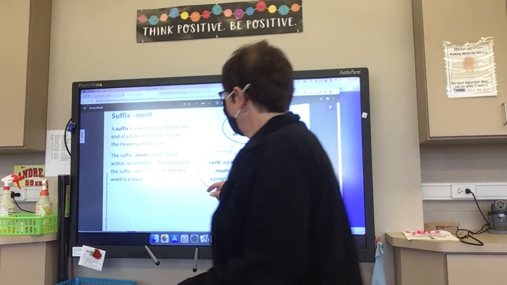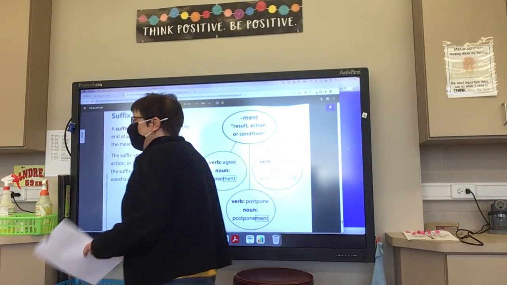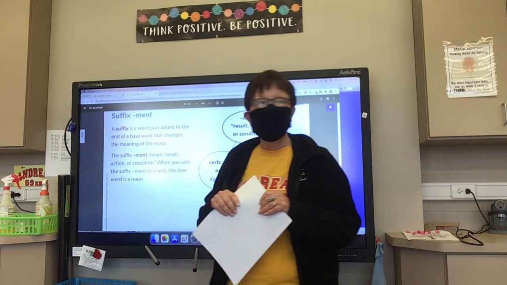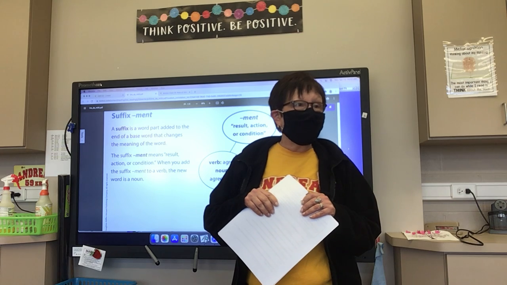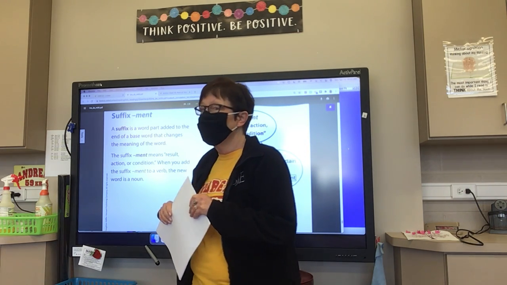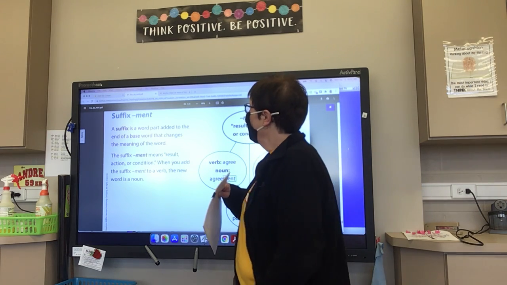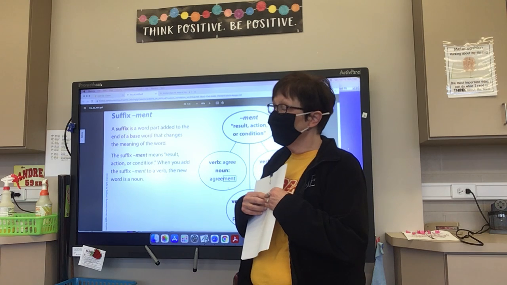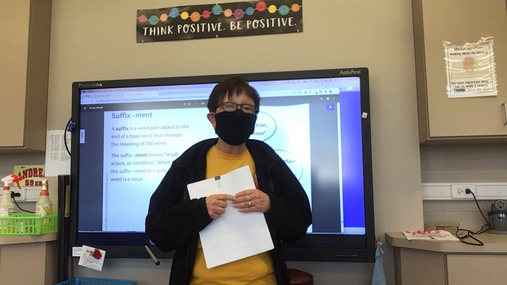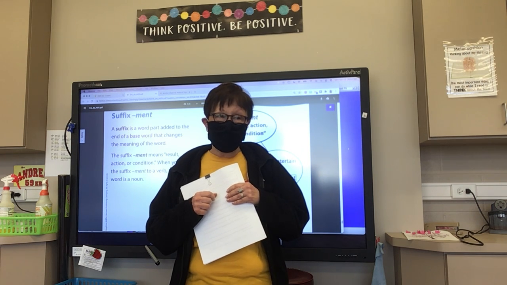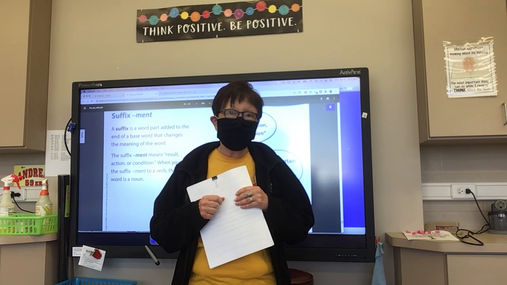Okay, boys and girls, we talked last week. I need everybody looking this way. We talked about adding the suffix ment to words, and we've been talking all year long about how a suffix is a word part added to the ending of a base word that changes the meaning of that word.